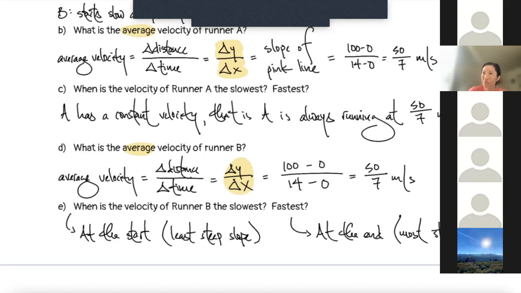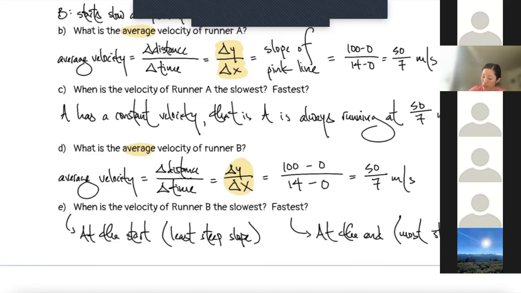Okay. And so Abby, that kind of brings it back to what you were saying earlier, which is why we're looking at this idea of instantaneous velocity. Okay. So at a specific moment in time, runner B is actually moving at a different speed than runner B is moving at a different moment in time.